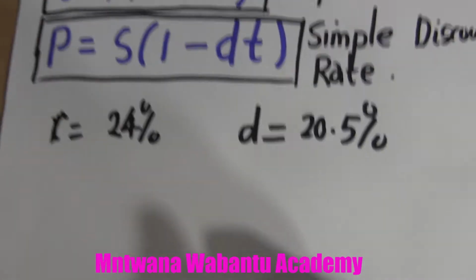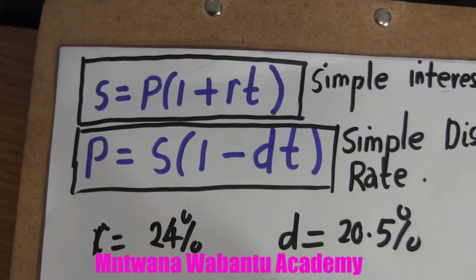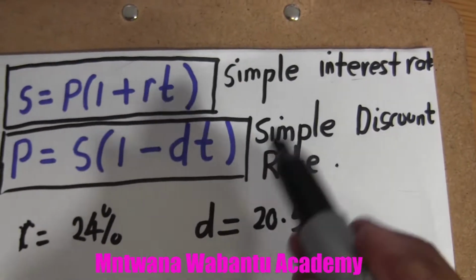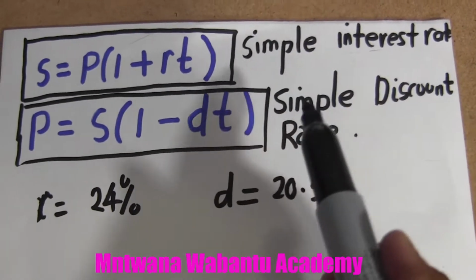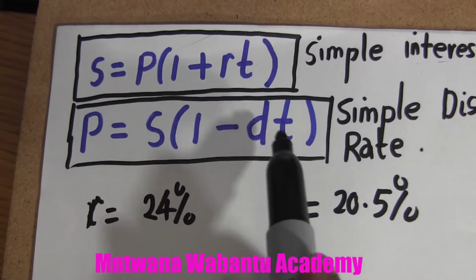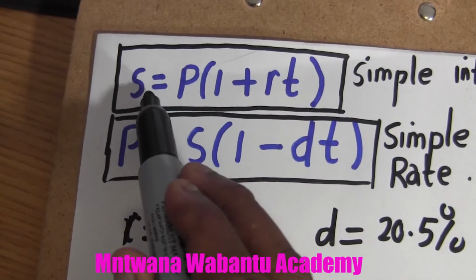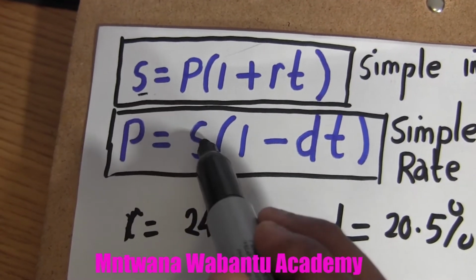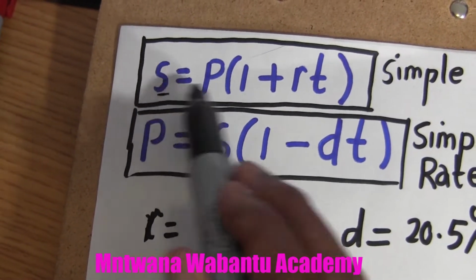So this question here, I will show you how to do. You need to know this formula. This is the formula for simple interest, and the simple discount formula has a minus. So what you do is equate. I'll take this S equal to this, or I can substitute the other way around. So I'm going to take S equal to this.